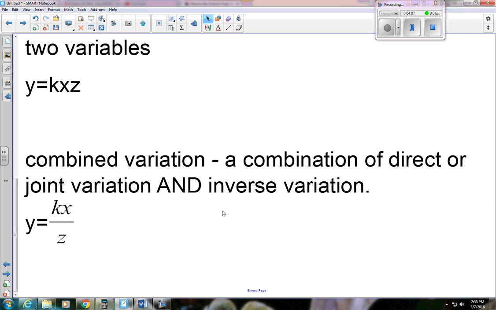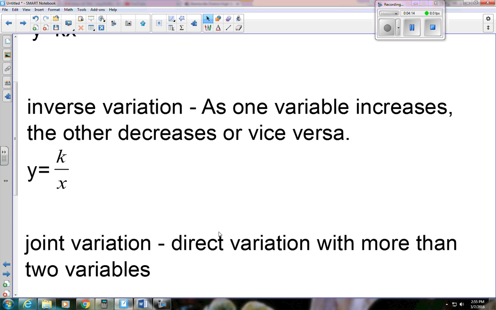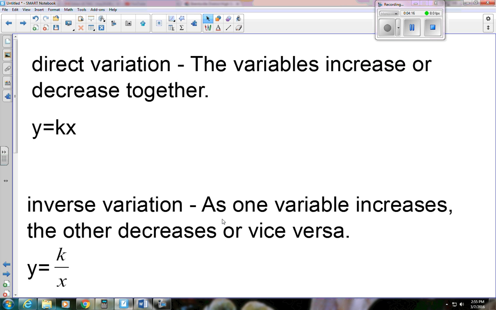So your task is to now go on the internet and see if you can find your own real world examples of each of the 4 types of variation that we're going to be talking about in class. And I'll see you guys on Wednesday or Thursday.